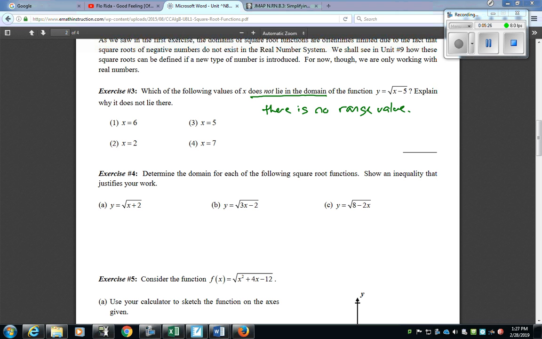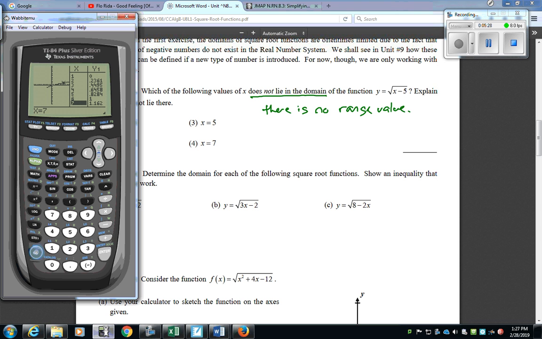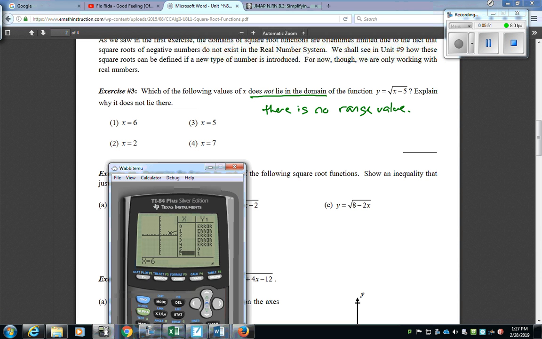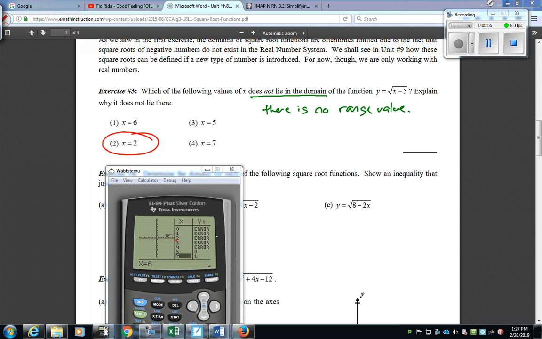So if I take my calculator, turn it on, go to y equals, and then type in the function, looks like it's the square root of x minus 5. Go to the table. Looks like right here I have errors for 1, 2, 3, and 4, and then all negative values. So based on what I see, it looks like 2 is going to be the answer because 2 is the one that has an error in my table.